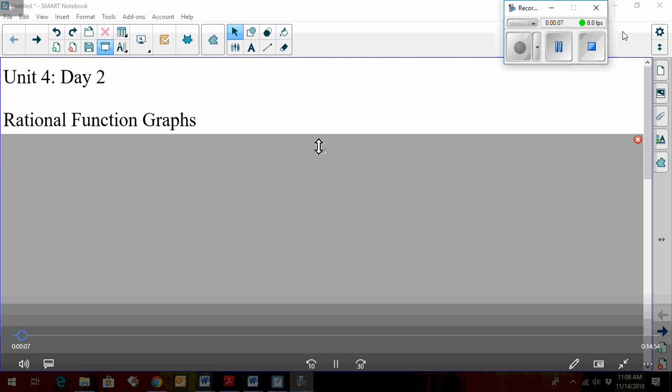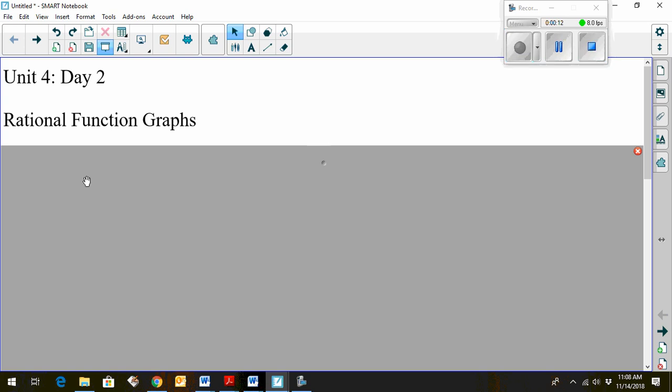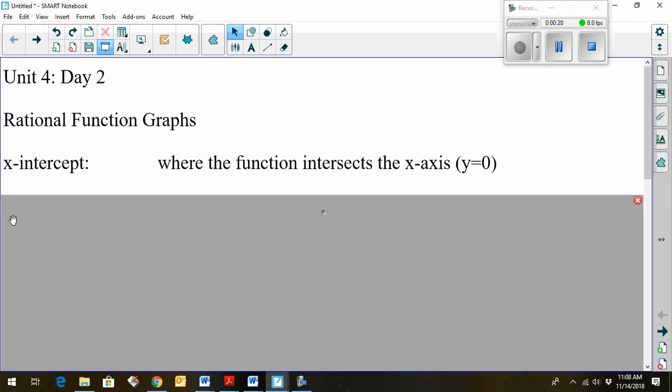All right, Unit 4, Day 2, Rational Function Graphs. So we're going to look at some terms that we've already seen before, but actually just write formal definitions. So the first one is x-intercept, where the function intersects the x-axis. And we know that this happens when y equals 0. So you should get this down in your notes. And remembering kind of what this looks like in your head.